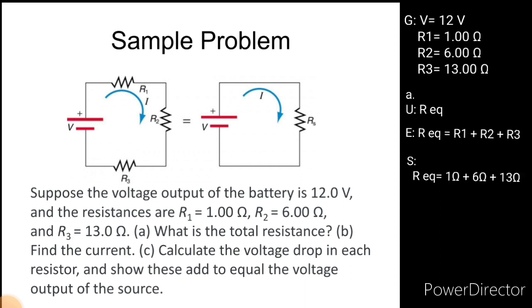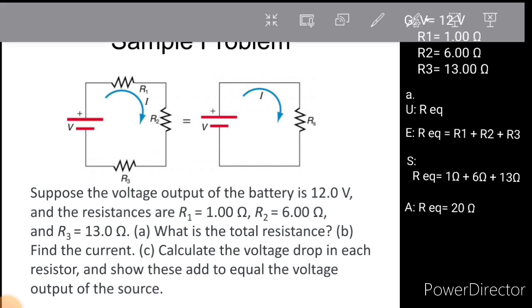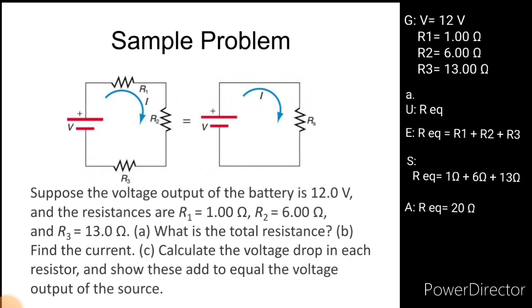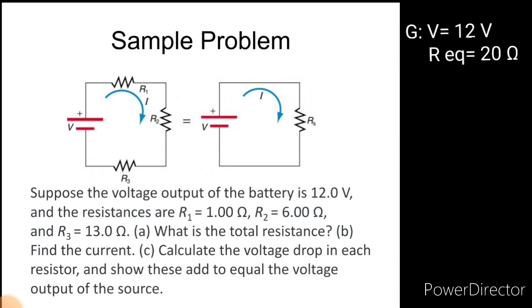So, R1 is 1 ohm, R2 is 6 ohms, and R3 is 13 ohms. So, we just have to simply add the 3, and we get a total of 20 ohms. Okay, so again, the equivalent resistance is computed by just adding the 3 resistances. So 1 plus 6 plus 13 is 20 ohms.